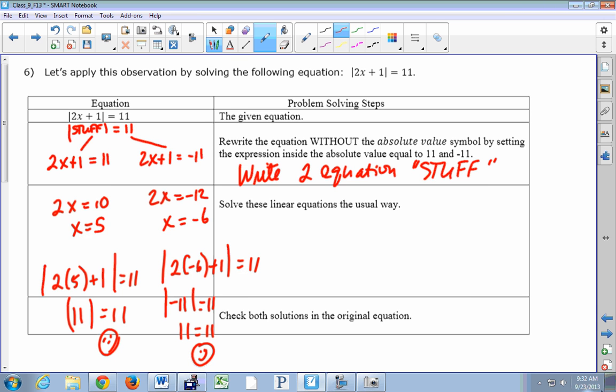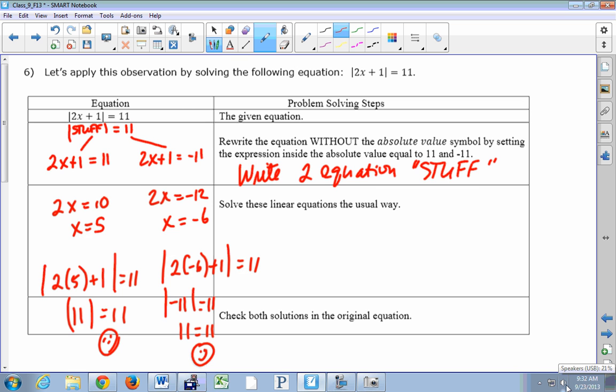Okay? So absolute value equations are not difficult to solve. You just got to remember that whatever's inside could be equal to two different constants. One is positive, one is negative.